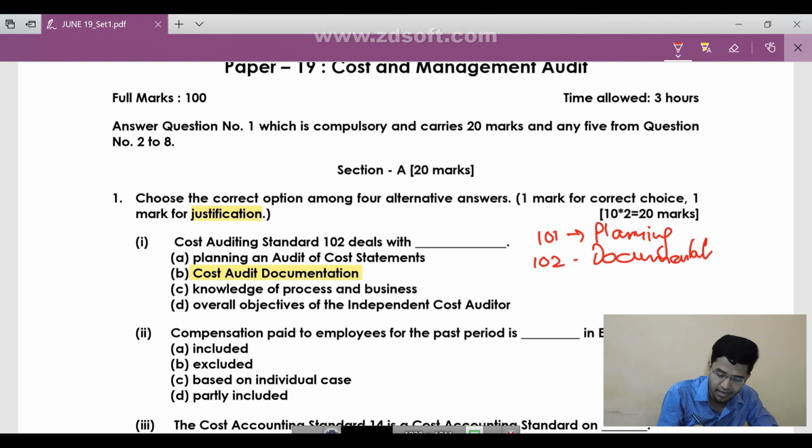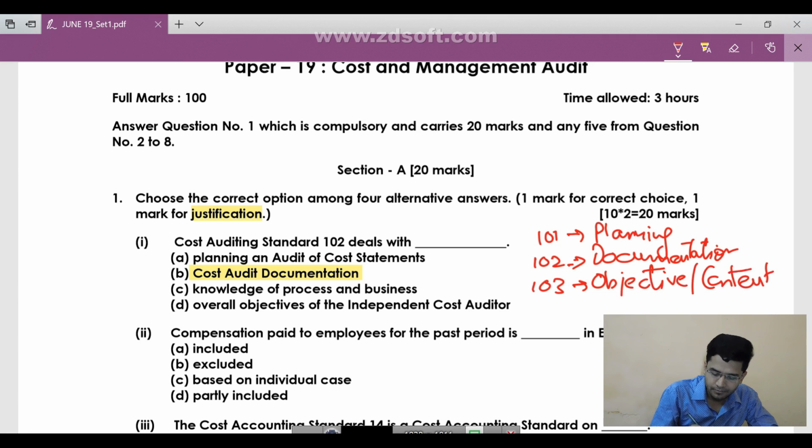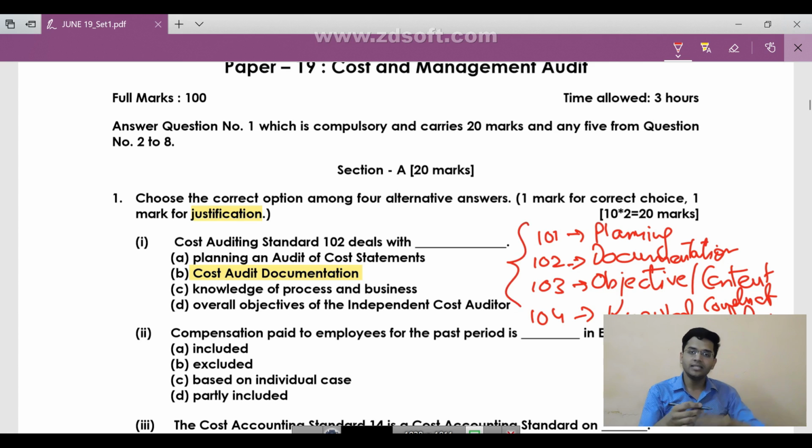So you can easily remember these steps of auditing. This is almost like steps of auditing. Guys, what is 103? 103 is objectives and content of audit. Objectives and content or conduct of audit. And what is 104? 104 is knowledge of your client's business. Guys, knowledge of business. So these are the 4 cost auditing standards, and you can easily write them.